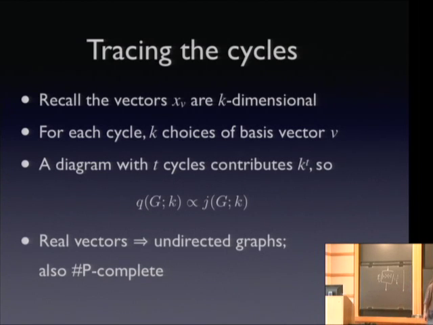By the way, I meant to take this away and make you answer it for a little audience participation. If I had real valued vectors, the graph would be undirected, because then the order of the inner product wouldn't matter.